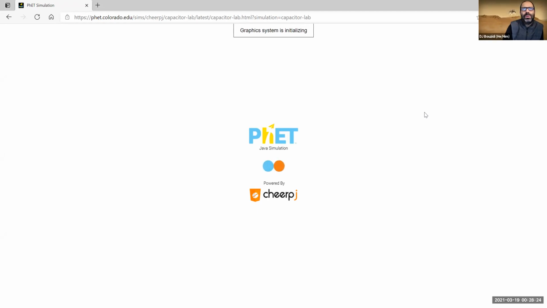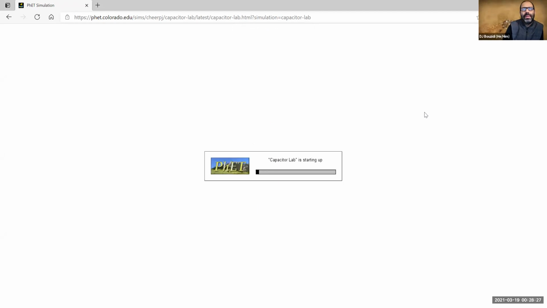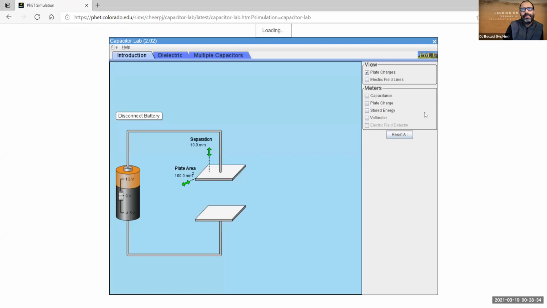And at some point it's going to load. It loaded, okay, finally. Once it loaded, in here you have the view and how you view things. For example, it's showing me the plate charges. Right now there is no charge in it because there is no voltage difference. This is the battery, sitting at 0 volts right now. So there is no voltage in here whatsoever, so I can't do anything with it.